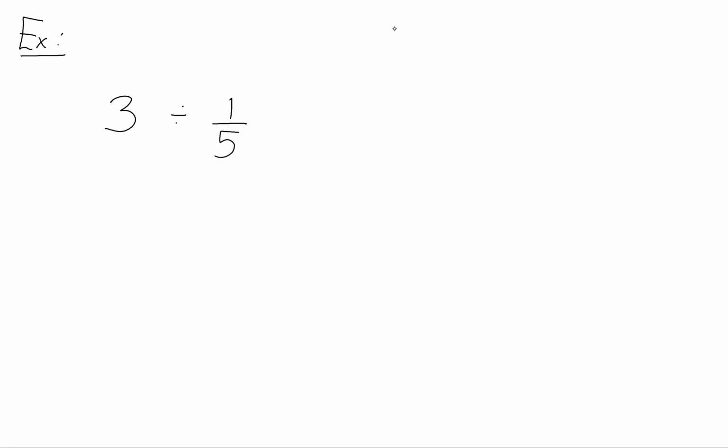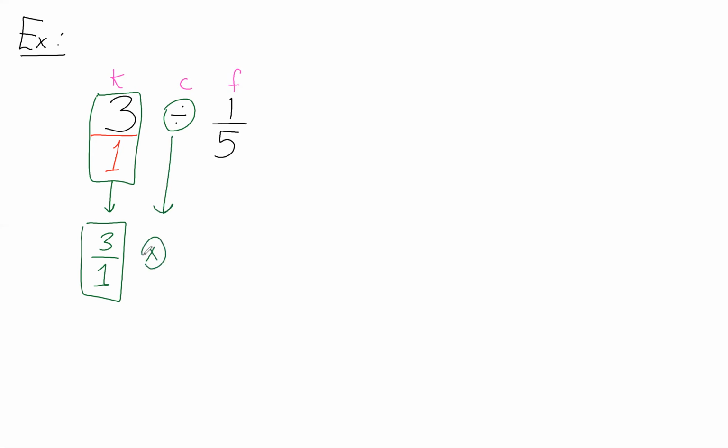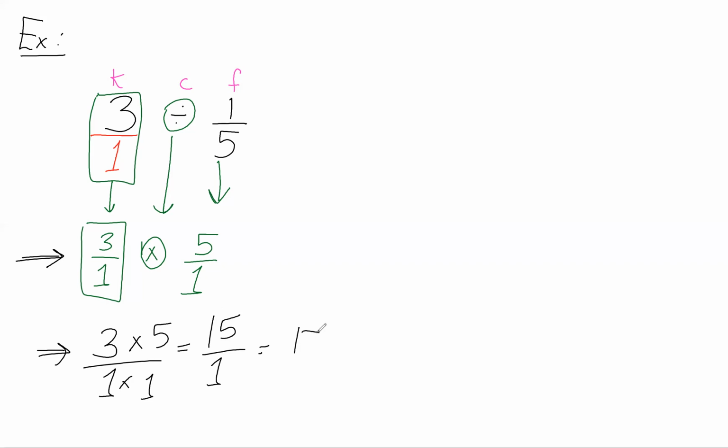Okay, again, I need to make sure that my whole number is a fraction. I change it by putting 1 in the denominator. Next, I apply my method, which is KCF. K is for keep, so keep it the same. It will be 3 over 1. C is for change from divide to multiply. F is for flipping, so it will be 5 over 1. Okay, now I changed my question from dividing fractions to multiplying fractions. Therefore, we follow the multiplication rules, which is multiply the numerator with the numerator, the denominator with the denominator. So it will be 15 over 1, which is equal to 15. So this is my quotient.